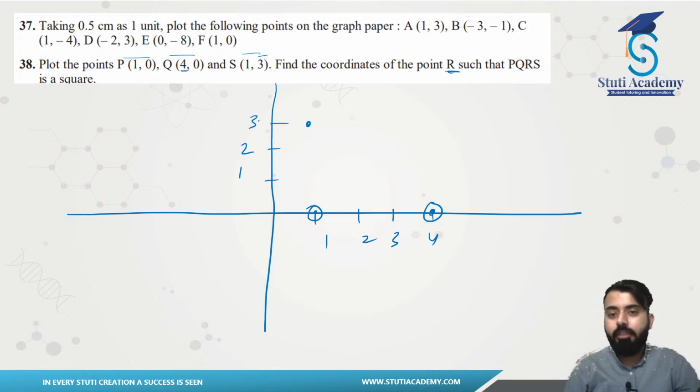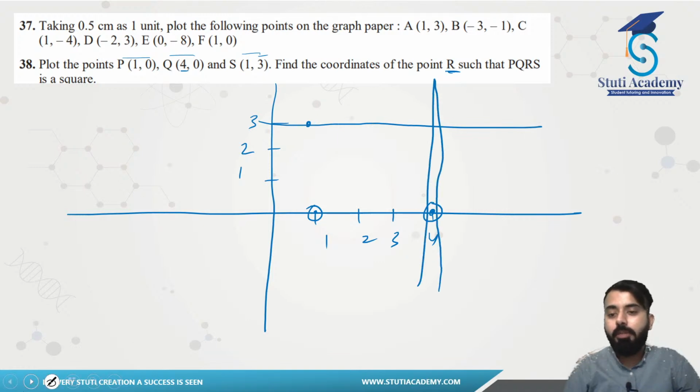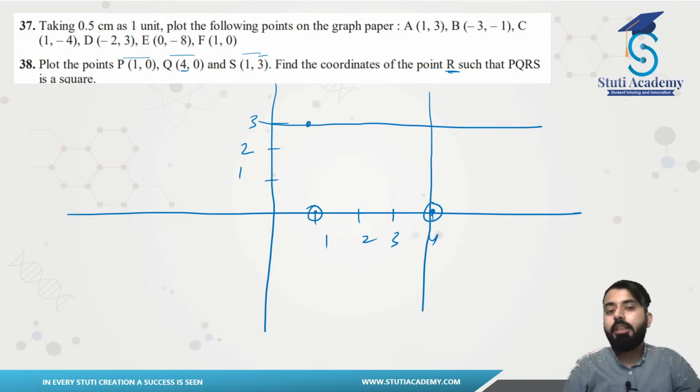Then we have 1, 3, that should be here. And if I extend the line passing through 3 and the line passing through 4, they will be intersecting at this point. Let me erase this and draw the line. If I draw a line cutting at y equals 3, and x equals 4.